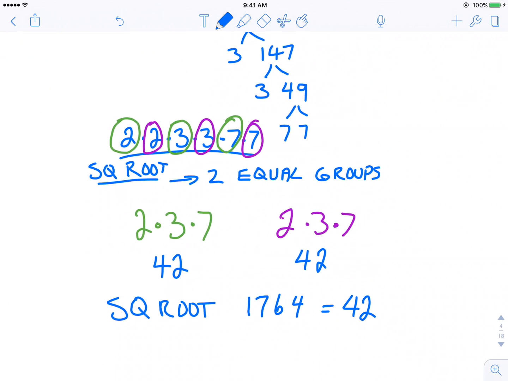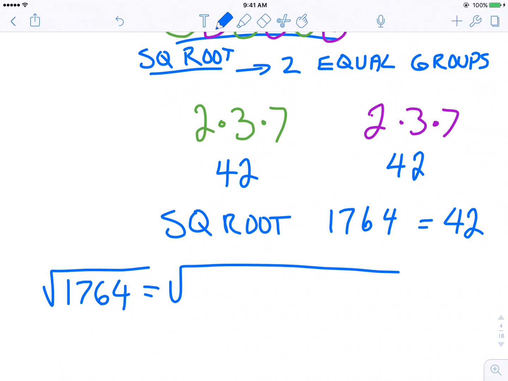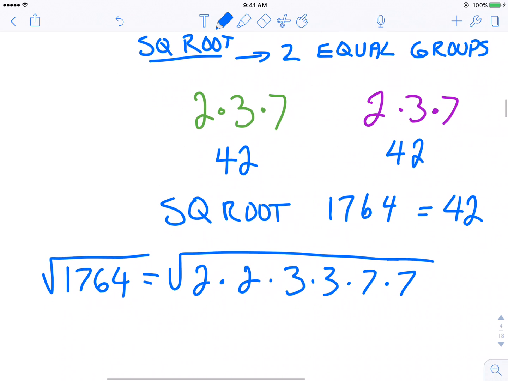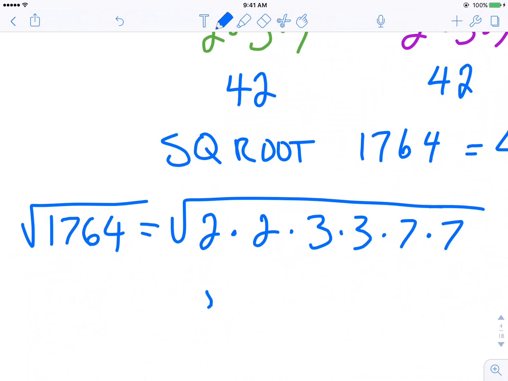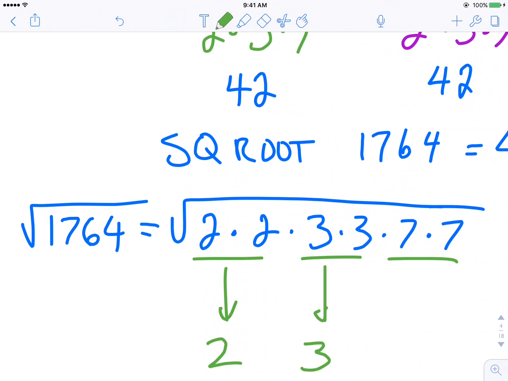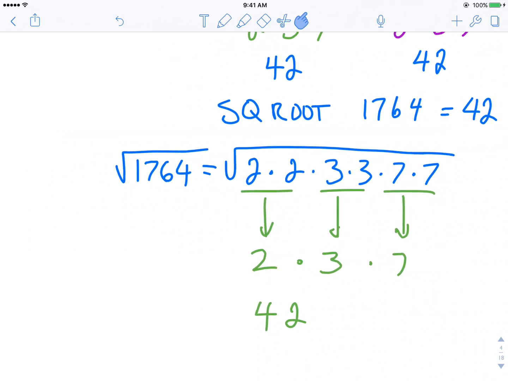Now, again, I can also show that by saying, well, the square root of 1764 is equal to the square root of 2 times 2 times 3 times 3 times 7 times 7. And knowing that we're taking the square root underneath our root sign here, I look for pairs of numbers. So here is a pair of 2's, here is a pair of 3's, here is a pair of 7's. When I take the square root, that's going to give me a 2. When I take the square root, that's going to give me a 3. When I take the square root, that's going to give me a 7. Well, 2 times 3 times 7 is 42. Square root of 1764.